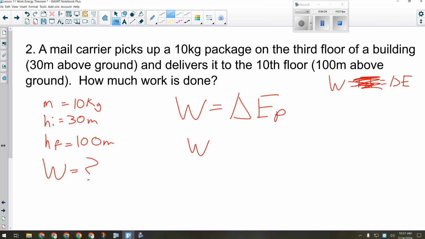All right. So work then is going to be potential energy final, because whenever we calculate change, it's always final minus initial, agreed? Okay, so it'll be my final potential minus my initial potential, and as we just said, the way to calculate potential energy is to go mass times gravity times height final minus mass times gravity times height initial. Right? Those formulas would calculate how much energy the 10 kilogram package has on the 10th floor and how much it has on the 3rd floor. Agreed? Okay. What do I do now?